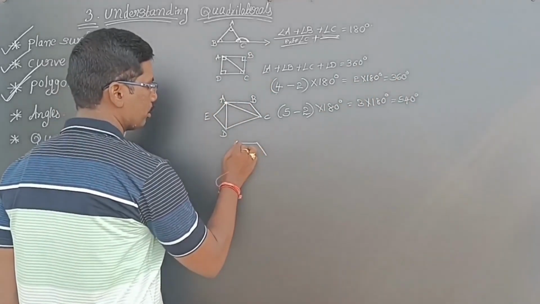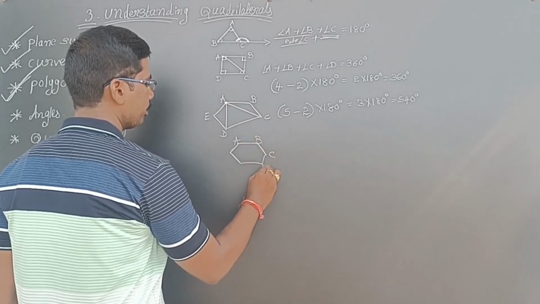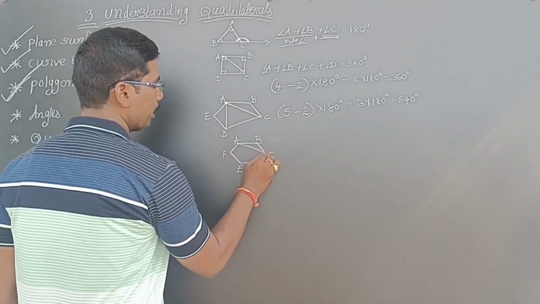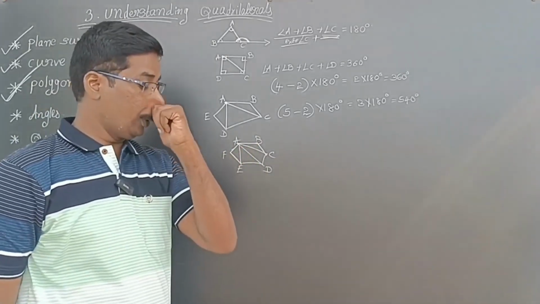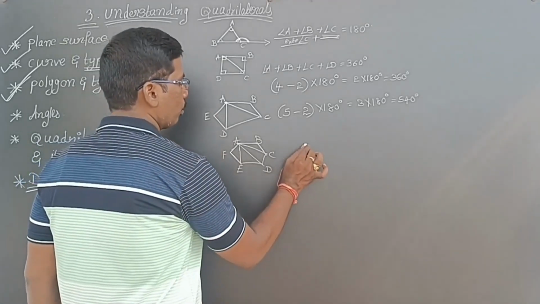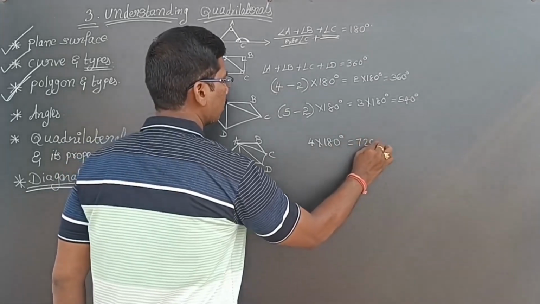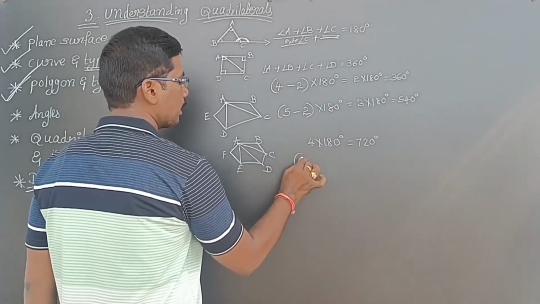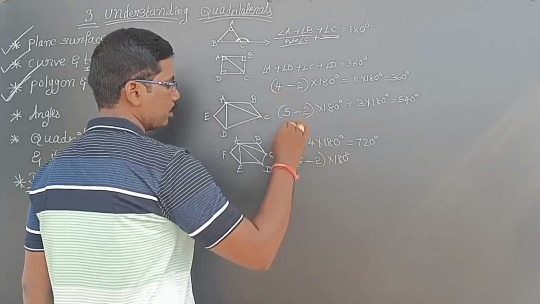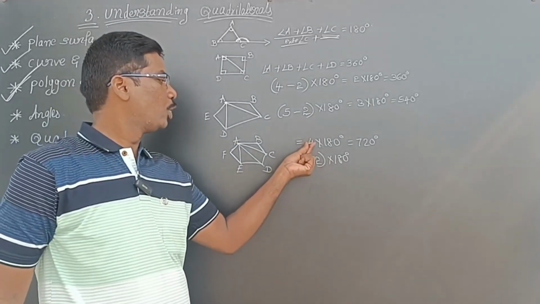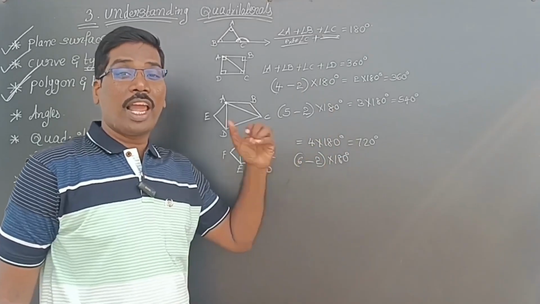Next, the hexagon. So A, B, C, D, E, F. Drawing AC, AD, AE, we get 4 triangles. So 4 into 180 degrees is 720 degrees. How did I get this 4? 6 sides minus 2 into 180. 6 minus 2 is 4, and one triangle's total sum is 180 degrees. So 4 into 180 is 720 degrees.